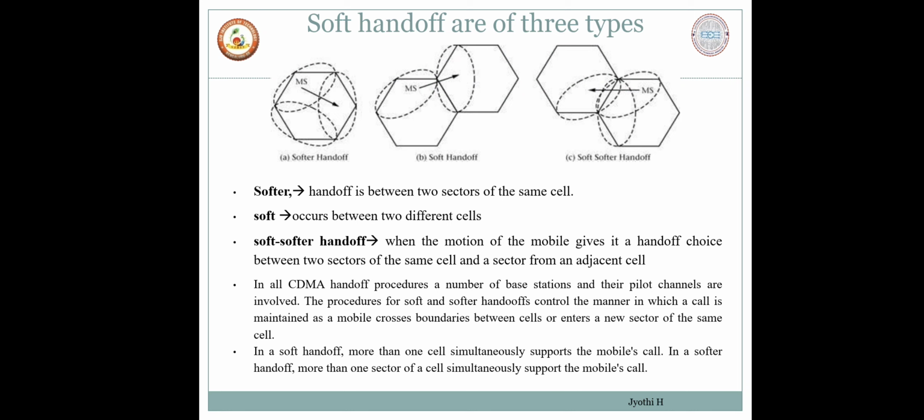In all CDMA handoff procedures, a number of base stations and their pilot channels are involved. The procedure for soft and softer handoff controls the manner in which the call is maintained as a mobile crosses boundaries between cells and enters a new sector of the same cell. In a soft handoff, more than one base station simultaneously supports the mobile call, and in a softer handoff, more than one sector simultaneously supports the mobile's call. So this is about softer and soft handoffs, which are of three types.